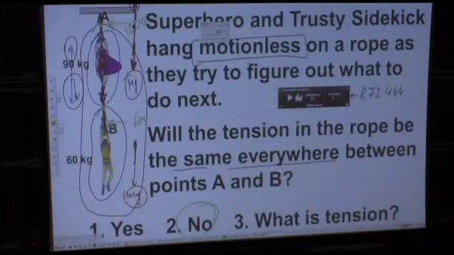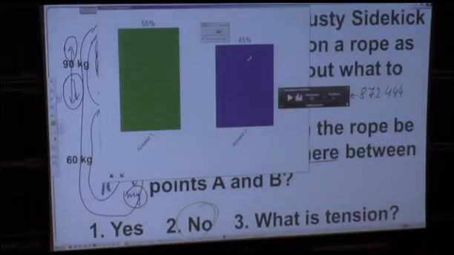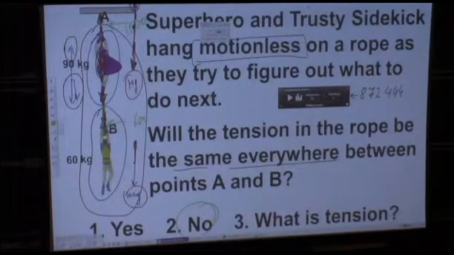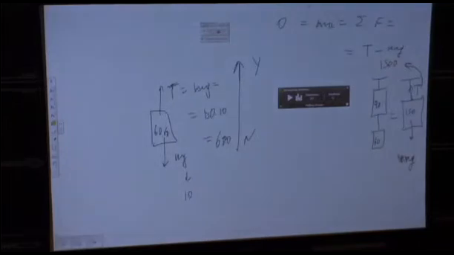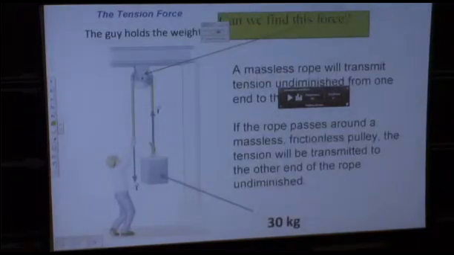All right. So, moving on. Another question about tension.